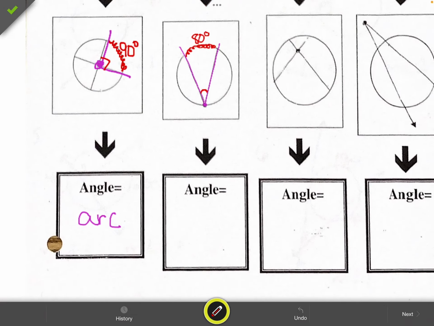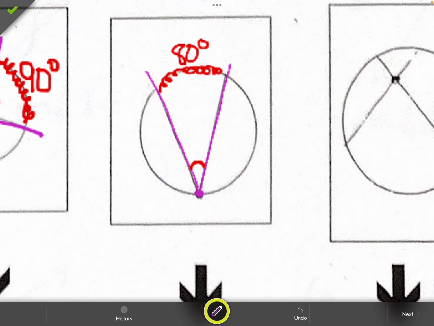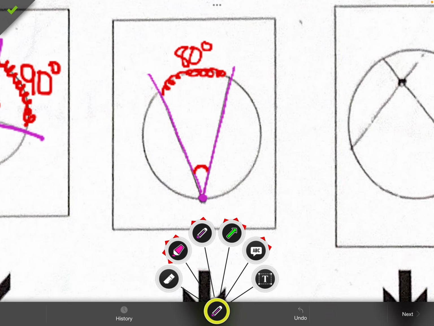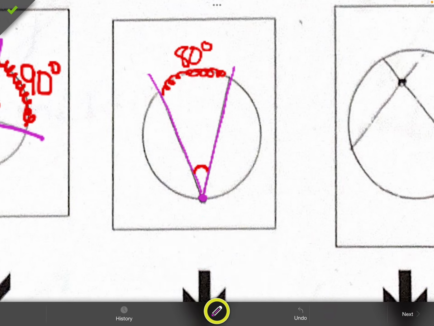So our formula is our angle is going to be equal to the arc divided by 2. Let me write that again. So if my arc is 80 in this picture, to find my angle measure, I take the arc and I divide it in half, and so I find out that my angle is 40. So if my vertex is on the circle, then I take the arc and divide it by 2.